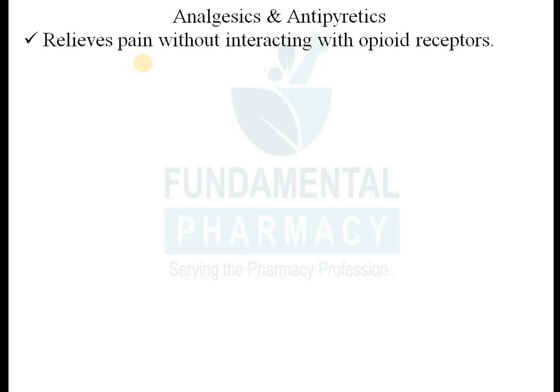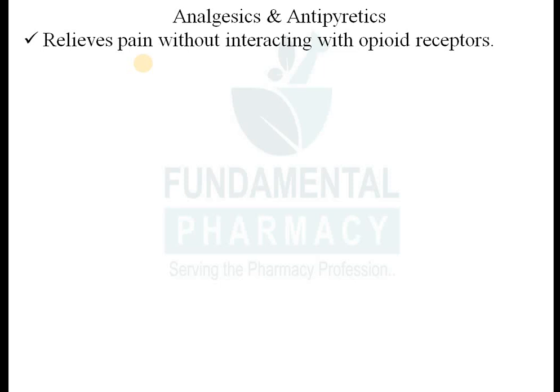Peripheral means they will not interact with the opioid receptor. They don't have any concern with the opioid receptor, so they act as analgesics in a different manner. In that also there are two types. First is the steroidal drugs, those containing a steroid nucleus, for example dexamethasone, betamethasone, prednisolone. All these are the steroidal anti-inflammatory drugs. They act by inhibiting the phospholipase enzyme.